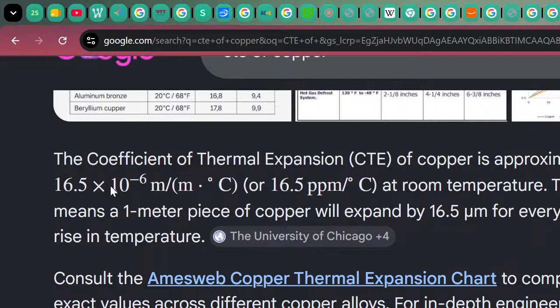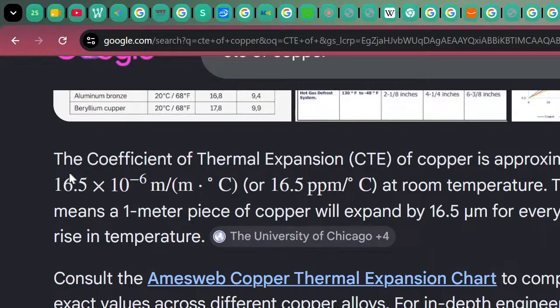Usually it is 16.5, but it also varies. The alpha value varies with respect to temperature, the room temperature. So usually at room temperature it is 16.5, but it can be 16.5 to 17. That's why I told you the range, 16.5 to 17.